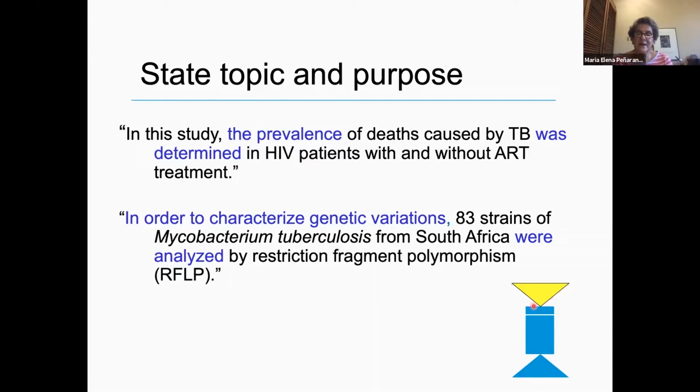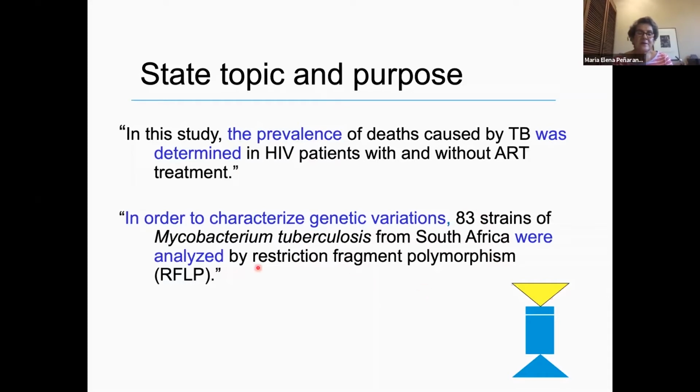So that we're getting down into the introduction, and then, in order to characterize these mutations, we studied 83 strains of tuberculosis in South Africa, which were analyzed by restriction fragment polymorphism, and that will be at the end. That's what we analyze, and then what is the result? What was the main finding of all these 83 strains?